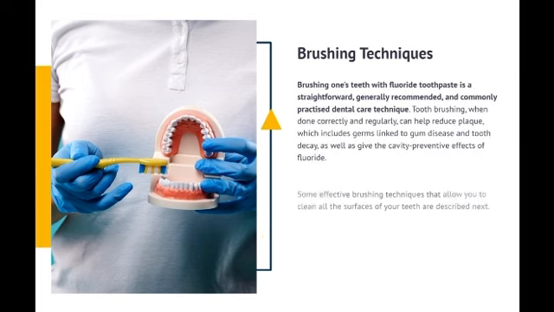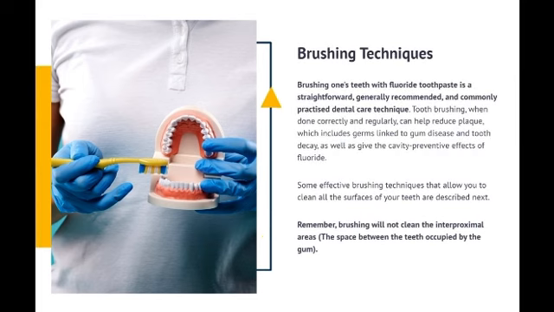Brushing techniques. Brushing one's teeth with fluoride toothpaste is a straightforward, generally recommended, and commonly practiced dental care technique. Tooth brushing, when done correctly and regularly, can help reduce plaque, which includes germs linked to gum disease and tooth decay, as well as give the cavity preventive effects of fluoride. Some effective brushing techniques that allow you to clean all the surfaces of your teeth are described next. Remember, brushing will not clean the interproximal areas, the space between the teeth occupied by the gum.